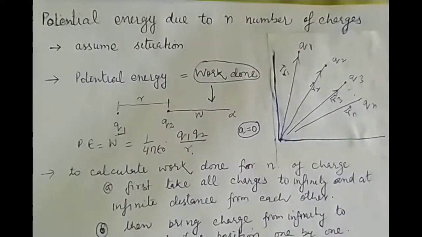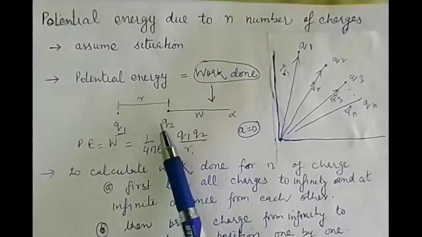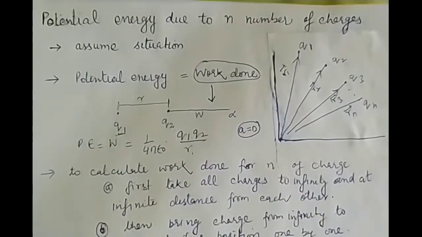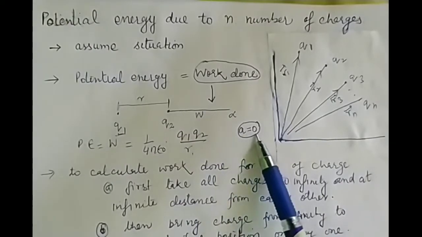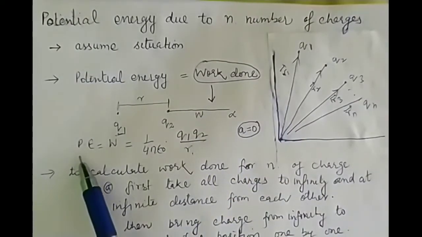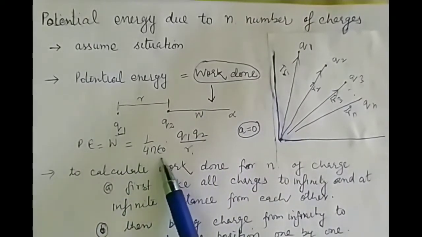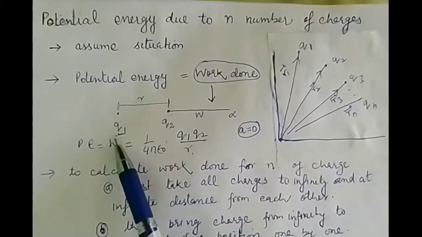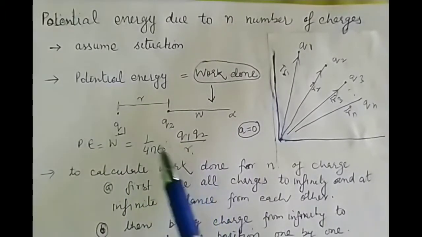One more point I want to make here is I am bringing this charged particle from infinity to this position in such a way that at each and every point it is in equilibrium, or the acceleration of the particle is 0. So then the potential energy is equal to 1 upon 4 pi epsilon naught times the product of charges Q1, Q2 divided by the distance between the charges. So this is the potential energy for the system of two charges.